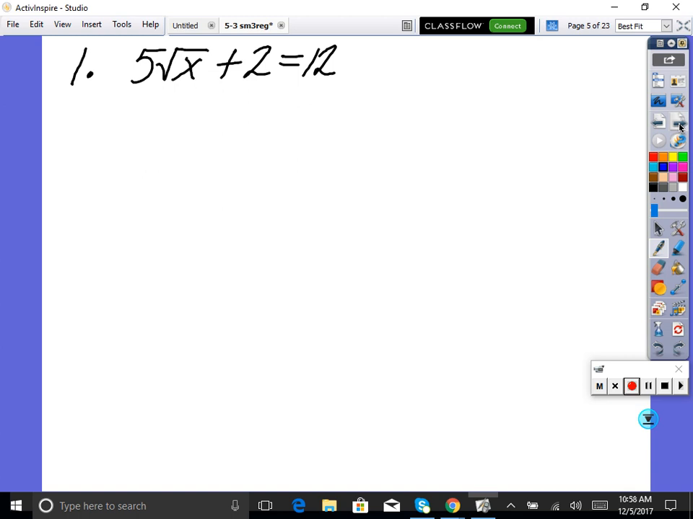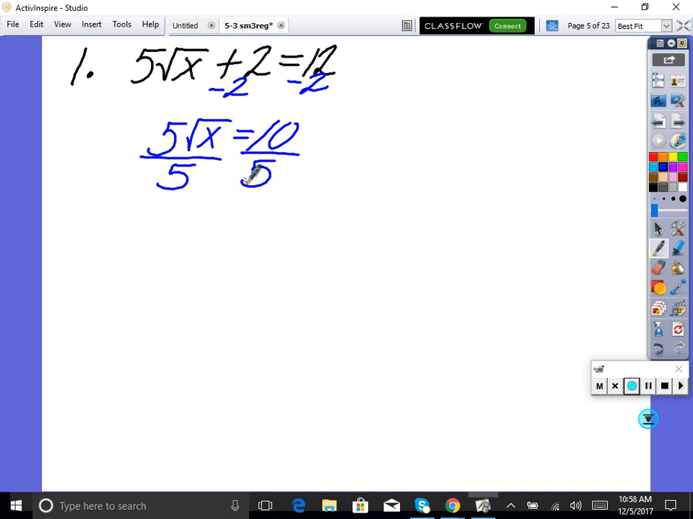Number 1. The first thing, every single time, and these are always the same steps, is to get the radical completely by itself. So we would use algebra. We subtract 2, so we would have 5 square roots of x equals 10. Now I would not undo the radical right here. First, get the radical alone. So we need to divide by 5 first. Did everybody hear that? Very important. So we have root x equals 10 divided by 5, which is 2.